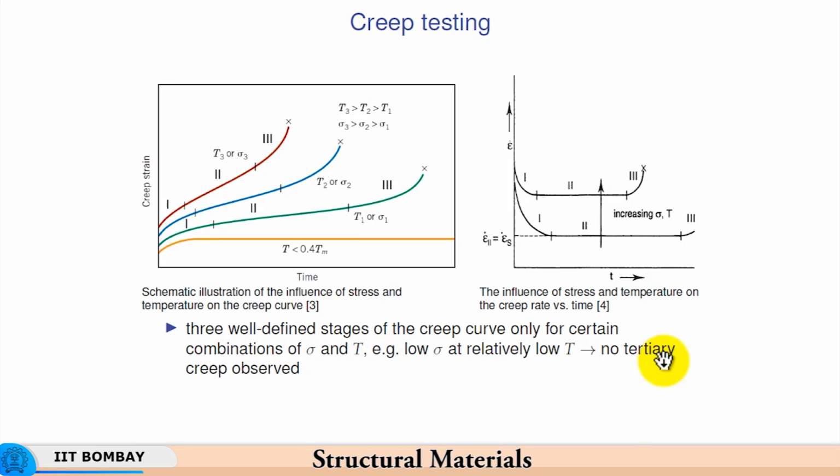So, if you see the three well defined stages of creep, at low sigma and low temperature, there is no tertiary creep that is observed, because if you take low sigma and temperature is low, then there is no question of tertiary creep taking place. It is a normal plastic deformation that governs the failure.